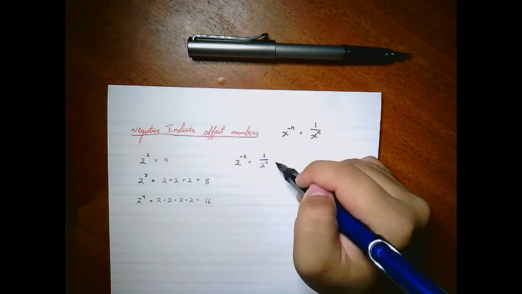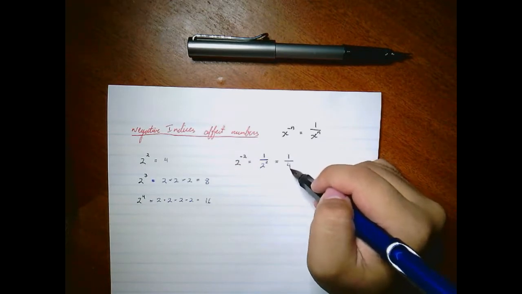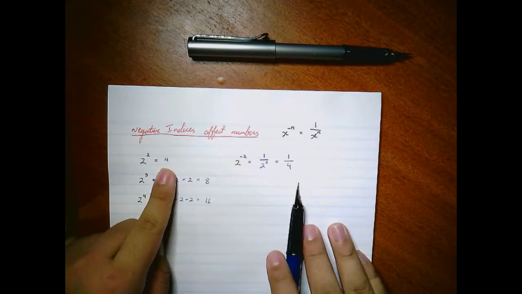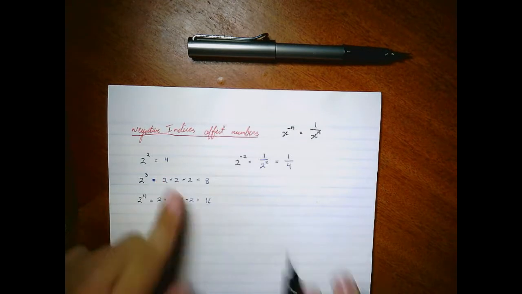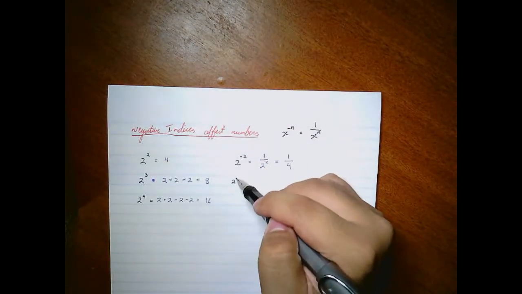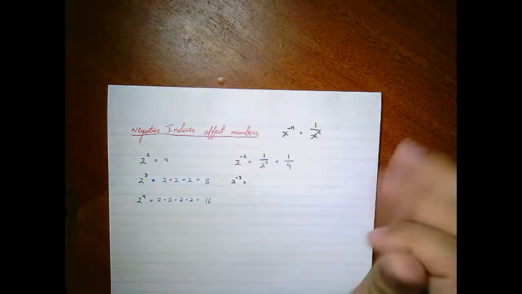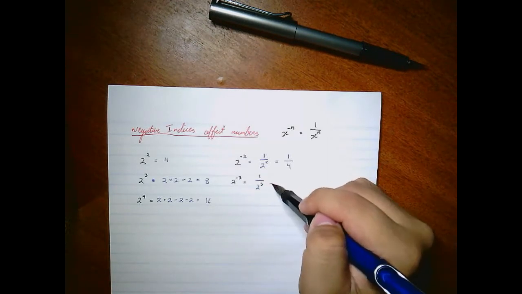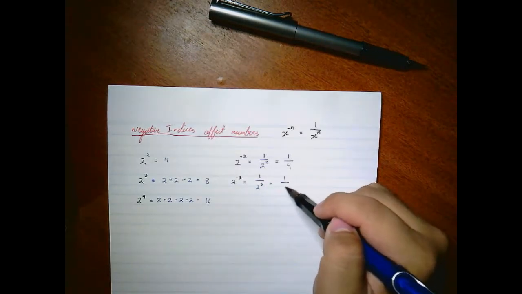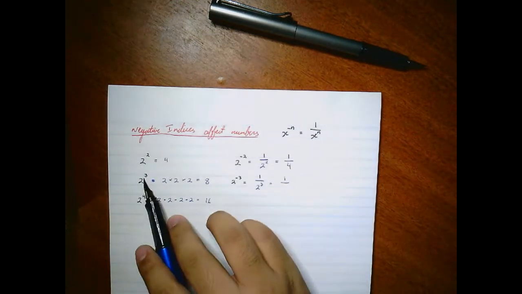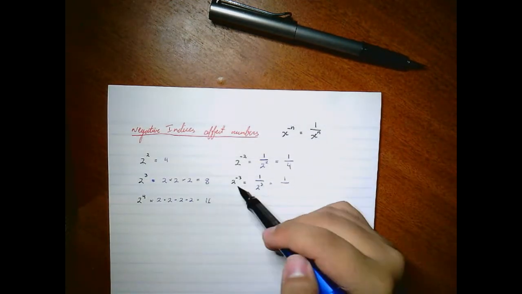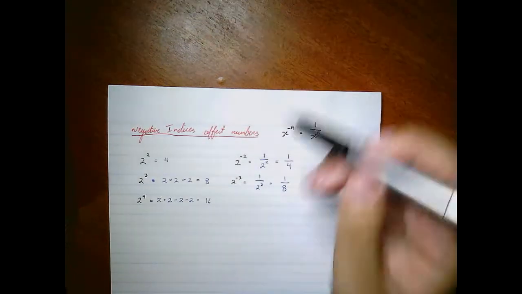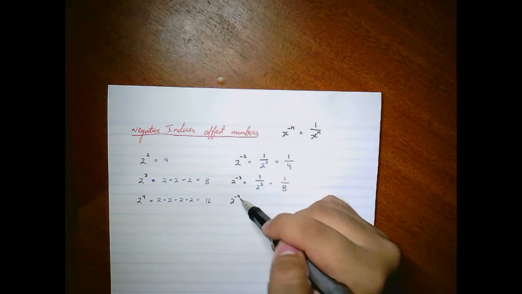And if we were to evaluate this, it would just become 1 over 4, because 2 to the power of 2 is 4. Can you see the pattern here? Can you see the relationship? Okay, we'll do it again. 2 to the power of negative 3 becomes 1 over 2 to the power of 3. And can you guess what this is going to be? Well, if 2 to the power of 3 is 8, 2 to the power of negative 3 is 1 over 8. And finally, 2 to the power of negative 4.